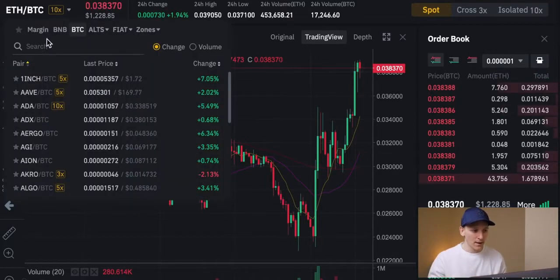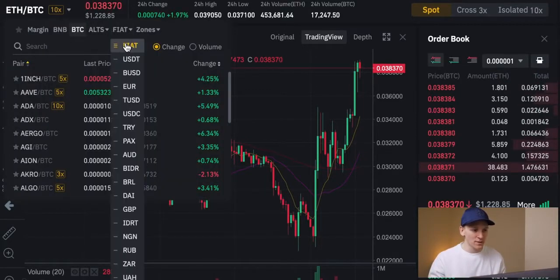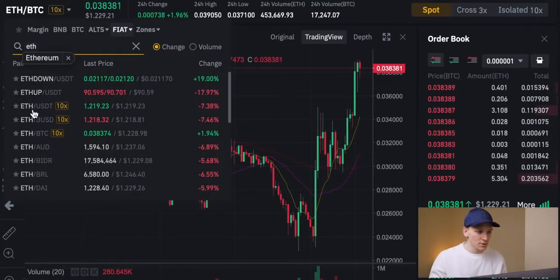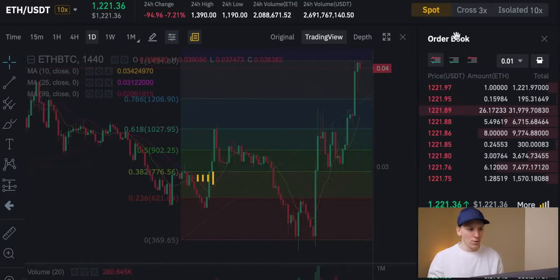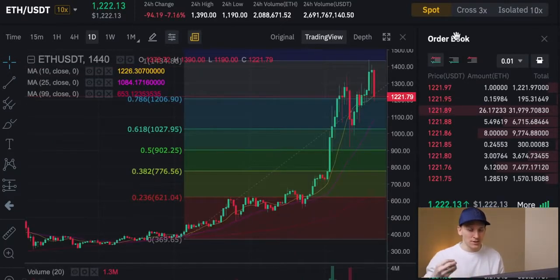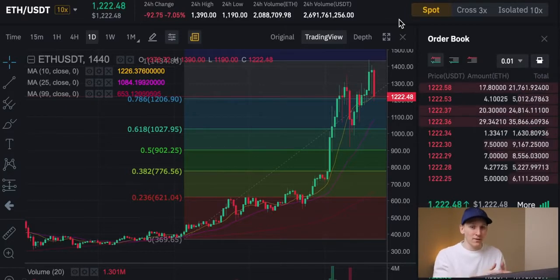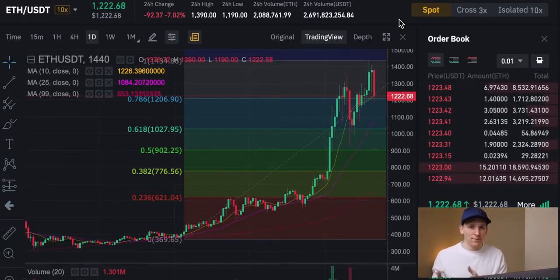But let's just go back and we will trade Ethereum against the US dollar Tether, so fiat, and then ETH, and then we'll choose Ethereum against USDT. Now we will be buying Ethereum and selling US dollar Tether. The way that you trade currency pairs is that you sell one to buy another. You, of course, can't use the same cryptocurrency to sell and buy because it's exactly the same thing.